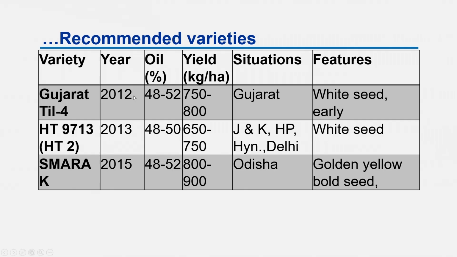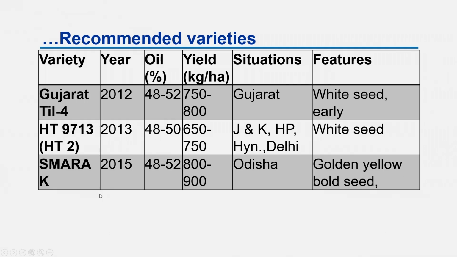It was released in 2012 and oil content in this is 48 to 52% and yield is 750 to 800 kilogram per hectare, recommended for Gujarat, white seed and early maturing variety. HT 9713, which is also called HT2, released in 2013. The oil content 48 to 50%, production is 650 to 750 kg per hectare and it is recommended for Jammu Kashmir, Himachal Pradesh, Haryana, Delhi, and it has got white seed.